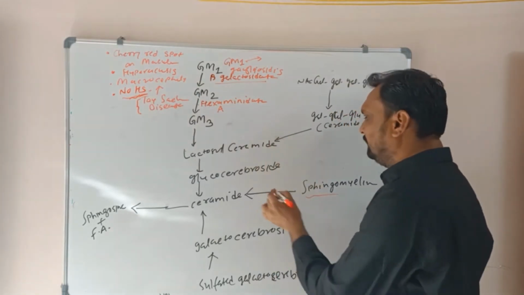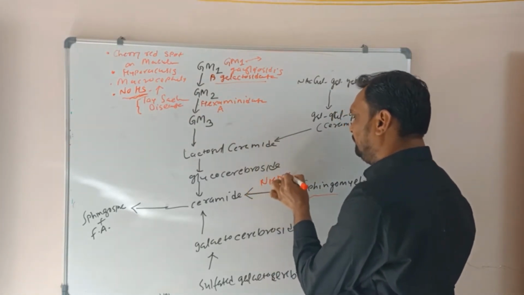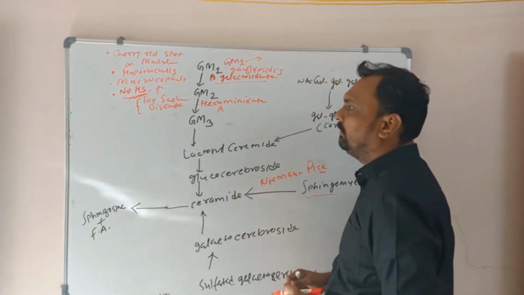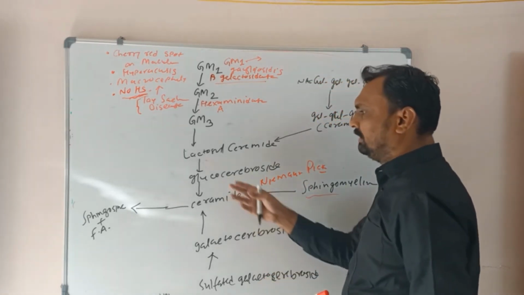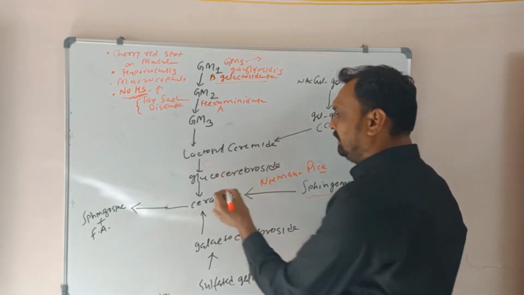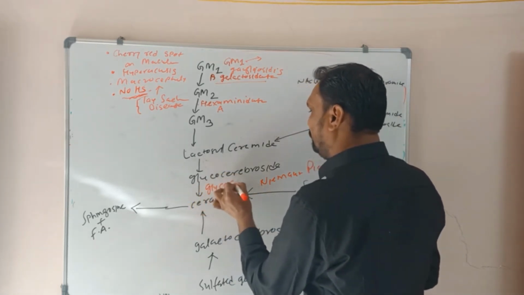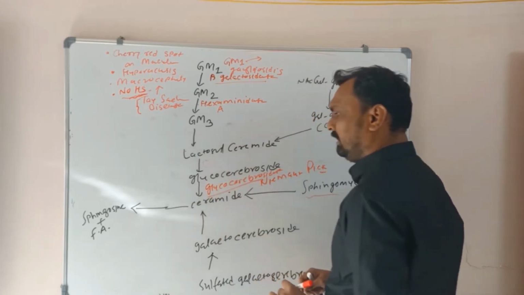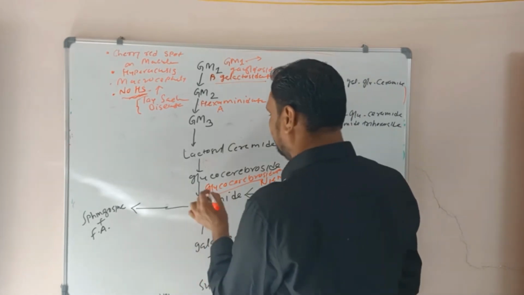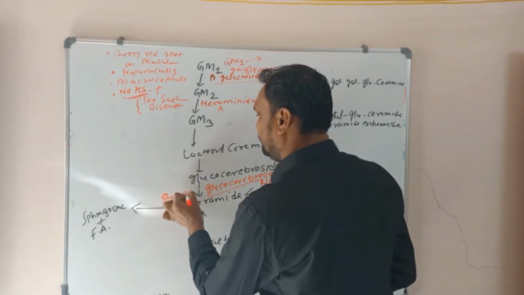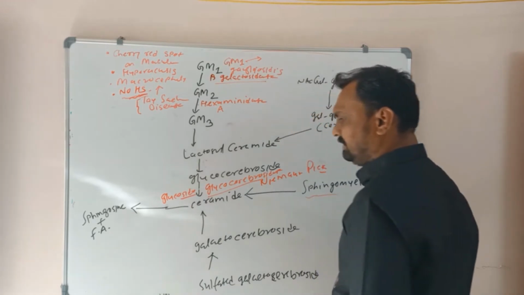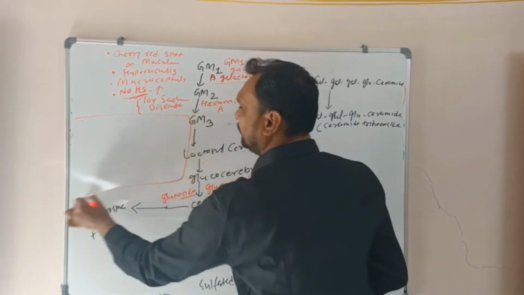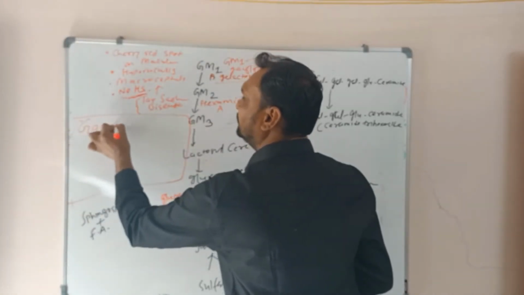While its counterpart, that is called Niemann-Pick disease, there will be hepatosplenomegaly. That is the differentiating point. Here, the enzyme for conversion of glucocerebroside to ceramide is called glucocerebrosidase, or glucosidase. If this enzyme is deficient, it will lead to a very important disease that is called Gaucher disease.